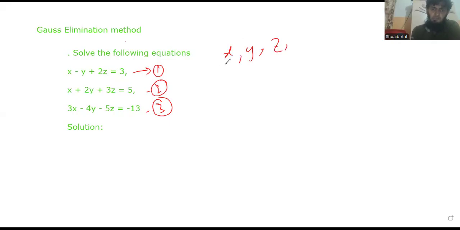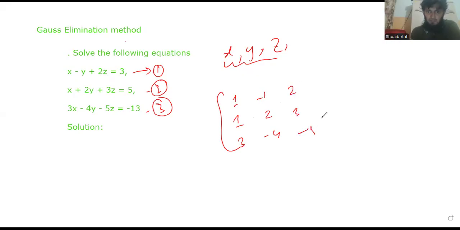Okay. So what is the method of Gauss Elimination Method? First of all, we write the augmented matrix. Okay. What is augmented matrix? So first of all, we write the coefficient matrix: 1, 1, 3; minus 1, 2, minus 1; 2, minus 4; and then 2, 3, and minus 5. Then we write the right hand side. First of all, write a semicolon, then 3, 5, and minus 13. Okay. So this is the augmented matrix.